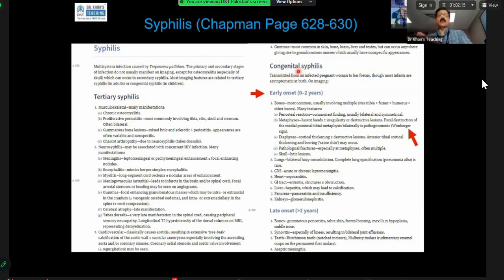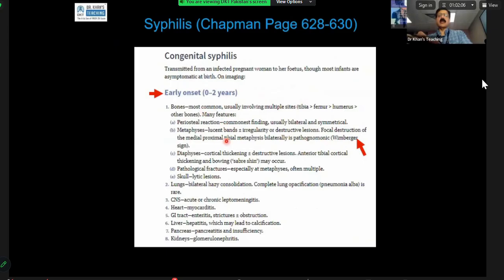So I am not reading from here, but I just want to highlight this, that congenital syphilis, this is the same page, a bit of a blow up. Early onset 0 to 2 years. Which bones are most commonly involved? Tibia, femur, humerus. Periosteal reaction, common find, bilateral symmetrical. Metaphysis, lucent band and irregularity of distal. Focal destruction of medial. Look at this. Focal destruction of medial proximal tibial metaphysis. Bilateral is pathognomonic of Wimberger's sign. Pathognomonic. End of story. This is what I tell you.